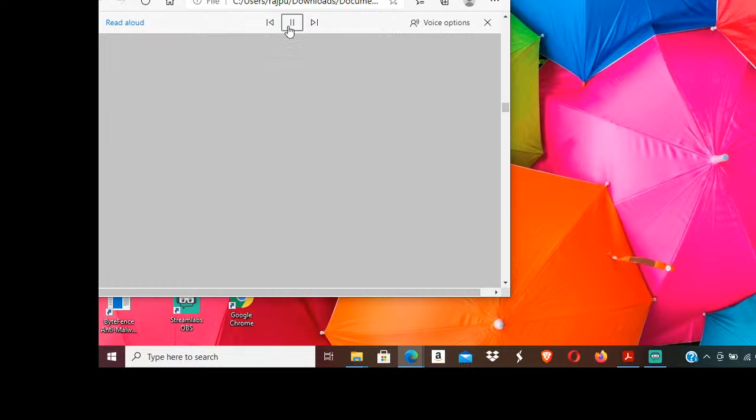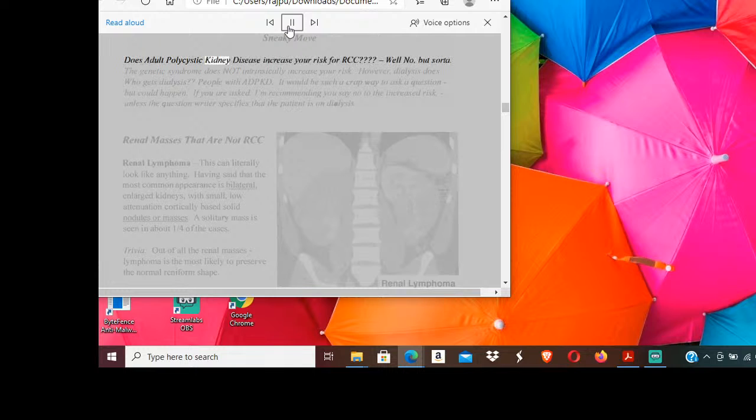Sneaky move. Does adult polycystic kidney disease increase your risk for RCC? Well, no, but sort of. The genetic syndrome does not intrinsically increase your risk. Dialysis does. Who gets dialysis? People with ADPKD. It would be a poor way to ask a question, but it could happen. If you are asked, I'm recommending you say no to the increased risk, unless the question writer specifies that the patient is on dialysis.